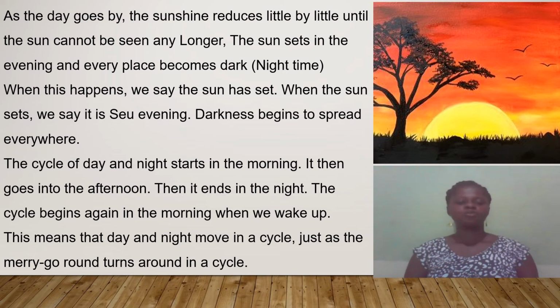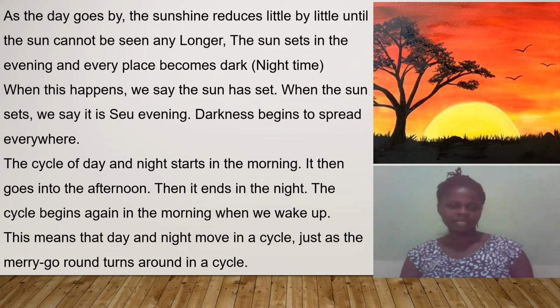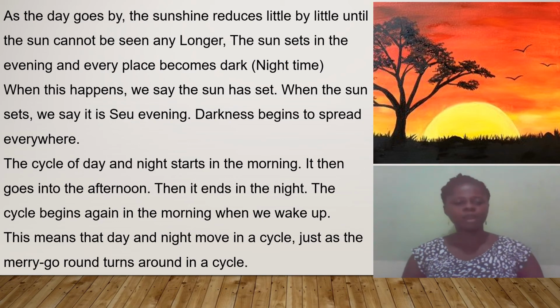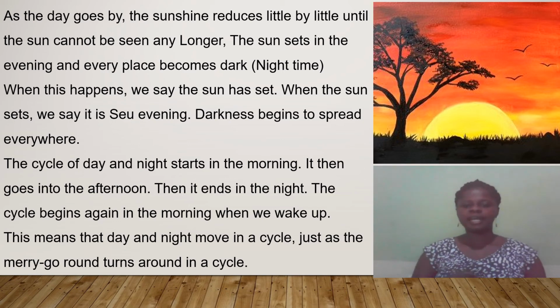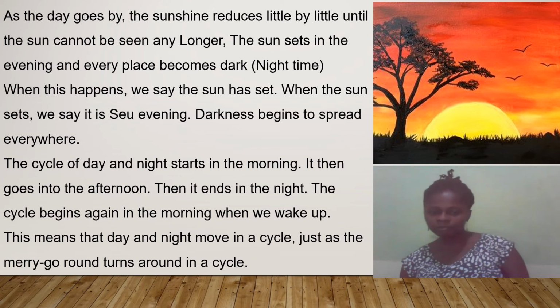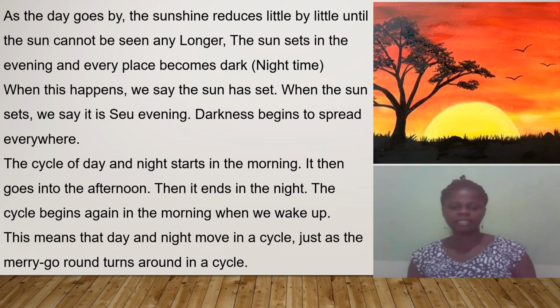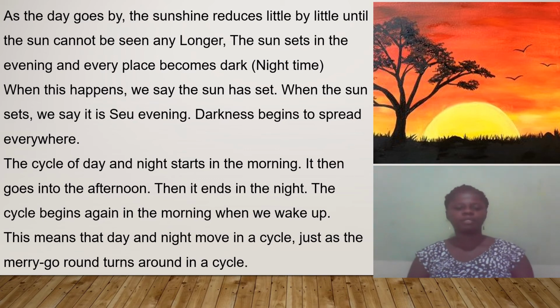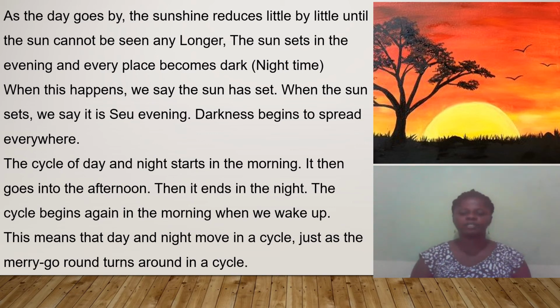All right, so when this happens, we say that the sun has set, and when the sun sets, we say it is evening. Darkness begins to spread everywhere. The cycle of day and night starts in the morning. It then goes into the afternoon, then it ends in the night. The cycle will begin again in the morning when we wake up. This means that day and night will occur in a cycle. Okay, day and night occur in a cycle.